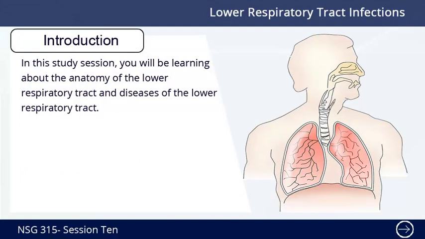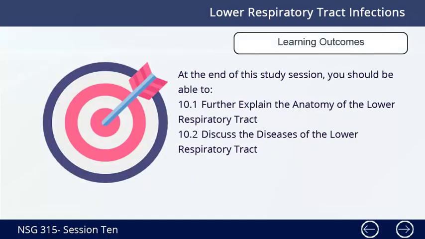Introduction. Conditions affecting the lower respiratory tract range from acute problems to long-term chronic disorders. In this study session, you'll be learning about the anatomy of the lower respiratory tract and diseases of the lower respiratory tract. Learning outcomes for study session 10: at the end of this study session, you should be able to, 1, further explain the anatomy of the lower respiratory tract, and 2, discuss the diseases of the lower respiratory tract.